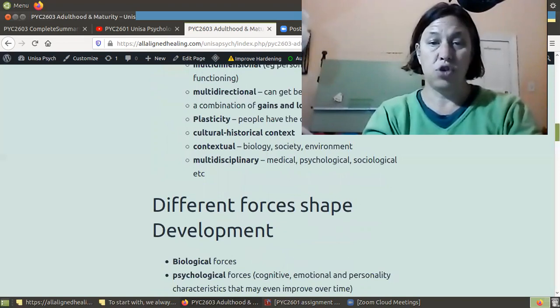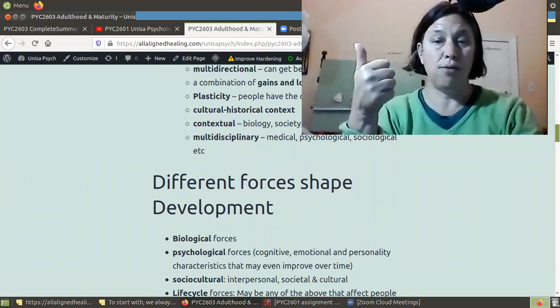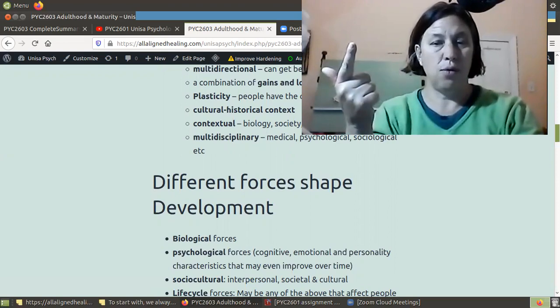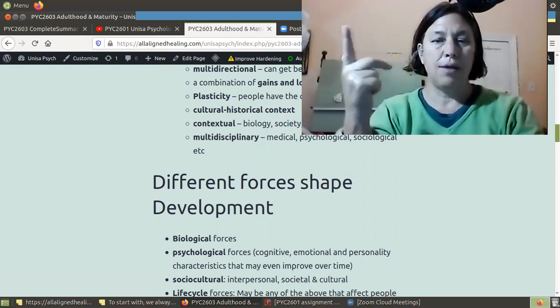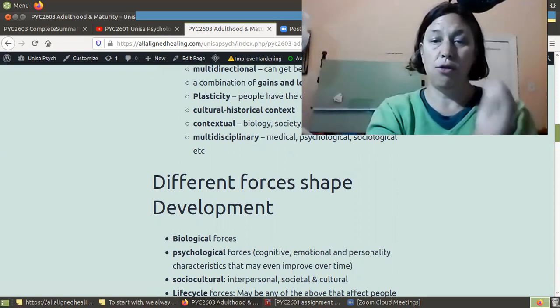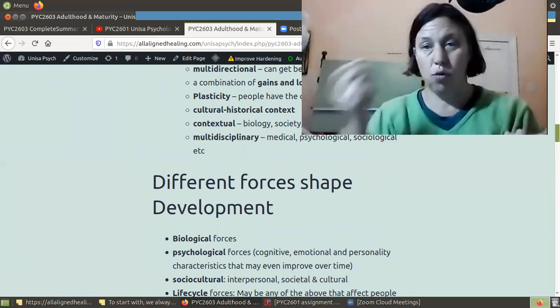Different forces shape development. Okay, we're going to come back to these again and again. So there are biological forces, psychological forces, and sociocultural forces. Psychological forces include cognitive, emotional, and personality characteristics that make it better or worse over time.